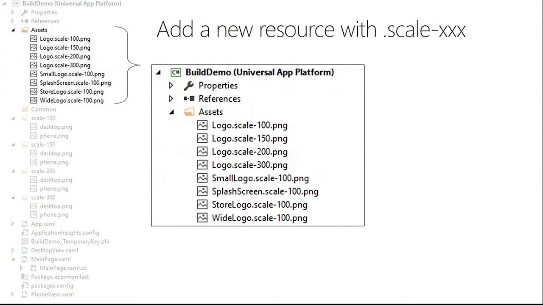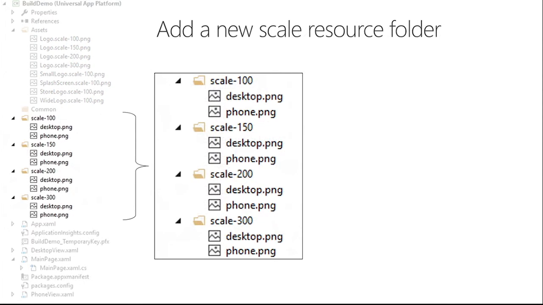The first is you could add additional scale resources into your assets folder in your solution with scale-XXX notation. So you can see here that I have 4 different variations of my logo, and I have them for .scale-100, .scale-150, etc. And then I could also add them in this format to my solution where I actually have scale-100 folder, scale-150 folder, and then I have the same list of assets in each of those folders. It's very flexible, isn't it?